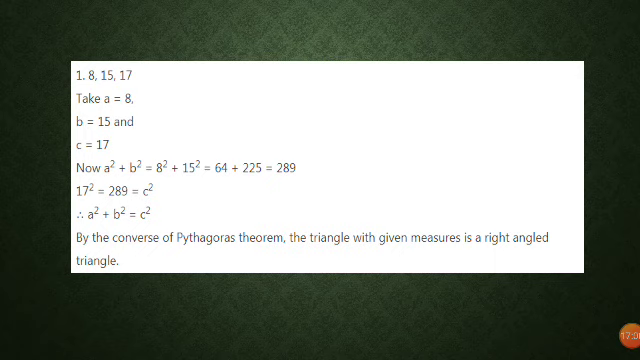So first we take A equal to 8, B equal to 15, C equal to 17. A square plus B square equal to 8 square plus 15 square. So 8 square 64 plus 15 square 225, added, 64 plus 225 is 289. C square equal to 17 square, C equal to 17. That is equal. It is a Pythagorean theorem.